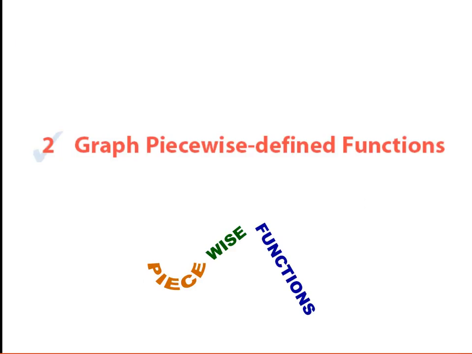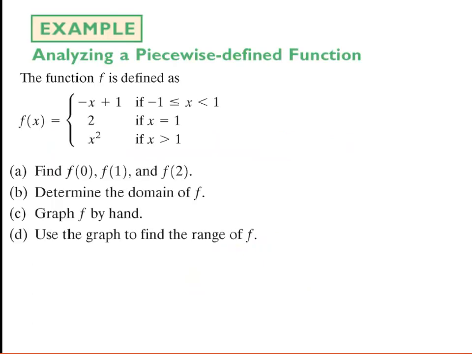So the last outcome or objective for this section is to graph piecewise functions. The idea of a piecewise function is exactly what the name says. We're going to graph a function that comes in pieces, if you will. The example that we're going to look at here is a function defined in 3 pieces. We give one equation for this particular domain, another equation for this particular domain, and then a third equation for this particular domain.